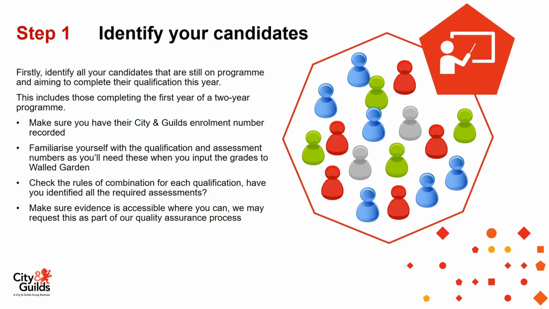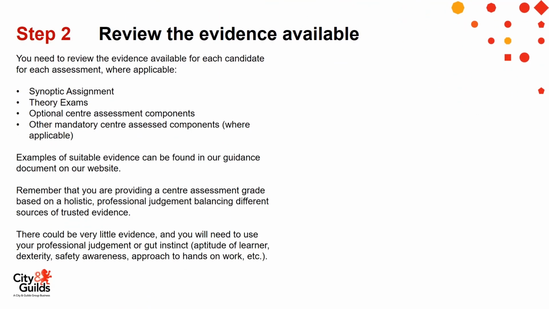Step 2. Review the evidence available. You need to review the evidence available for each candidate for each assessment where applicable, including the synoptic assignment, theory exams, optional centre assessed components, and any other mandatory centre assessed components where applicable. Examples of suitable evidence can be found in our guidance document on our website.